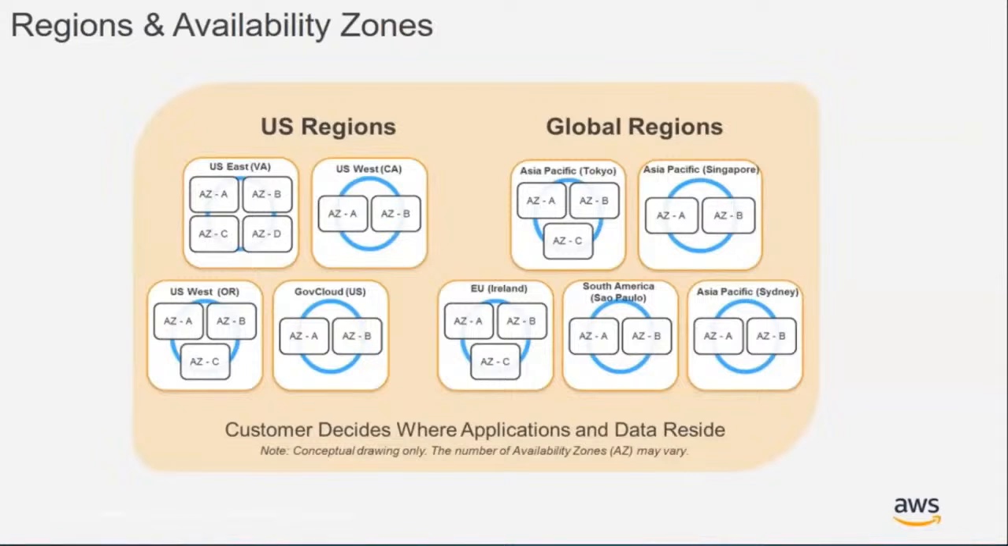So across the world, these edge locations host a robust content delivery network that can be used to deliver static websites, dynamic content, and streaming content. Requests for content are automatically routed to the nearest edge location, so content is delivered with the best possible performance. You also have the ability to choose which region your application and which availability zone your infrastructure resides in.